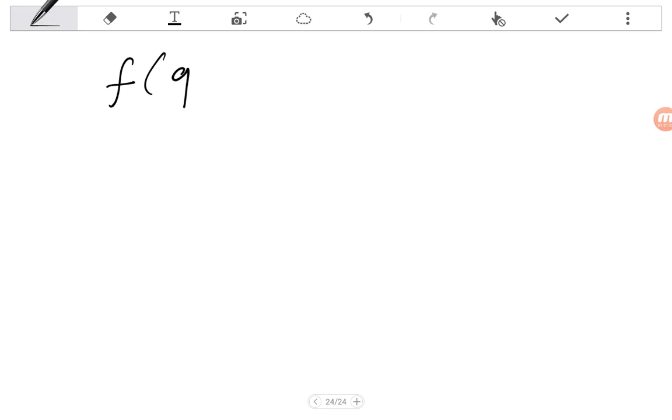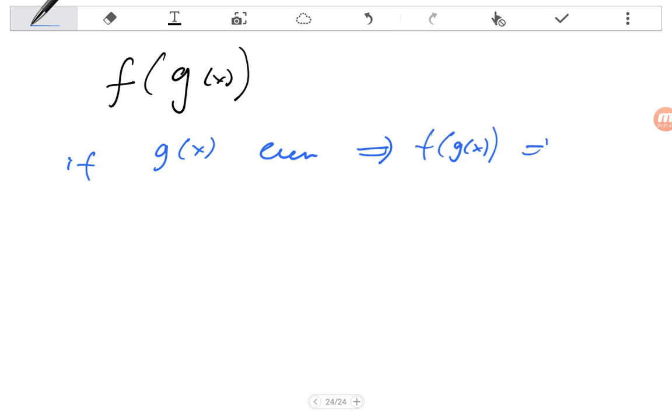For the composition of functions, let's take first, if g of x is even, then f of g of x will be even, whatever was f. What is meant by that?